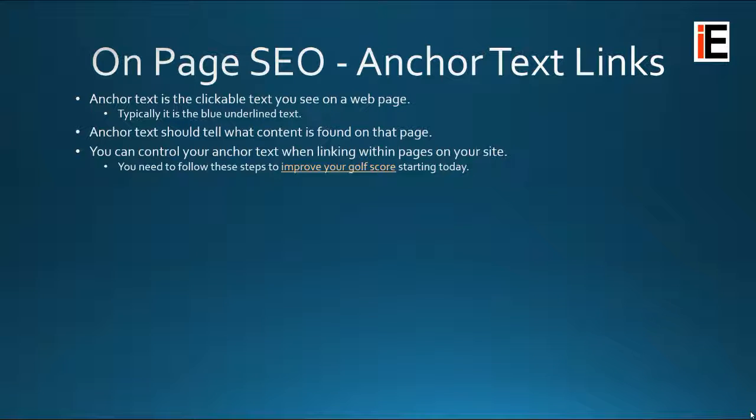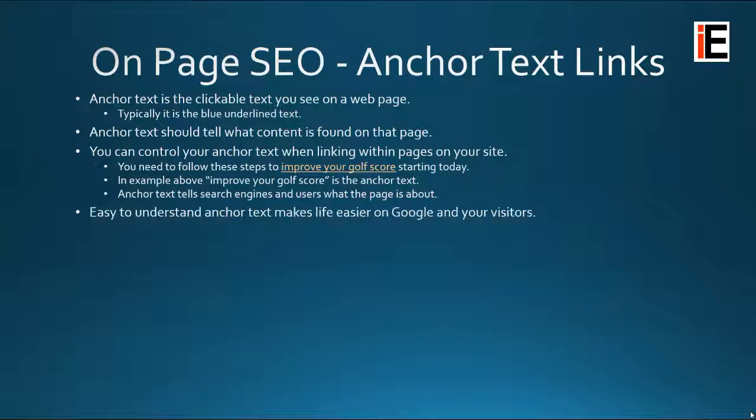Now, here's a good example. You need to follow these steps to improve your golf score starting today. And "improve your golf score," that would actually be an anchor text link. In this example above, "improve your golf score" is the actual anchor text, and that tells the search engines exactly what that page is going to be about. Easy to understand anchor text makes life easier on Google and your visitors. And this is something internally that you can do because you want to improve how Google views your site, and most importantly, how your visitors interact with your content. And if you're using it that way, it's good.